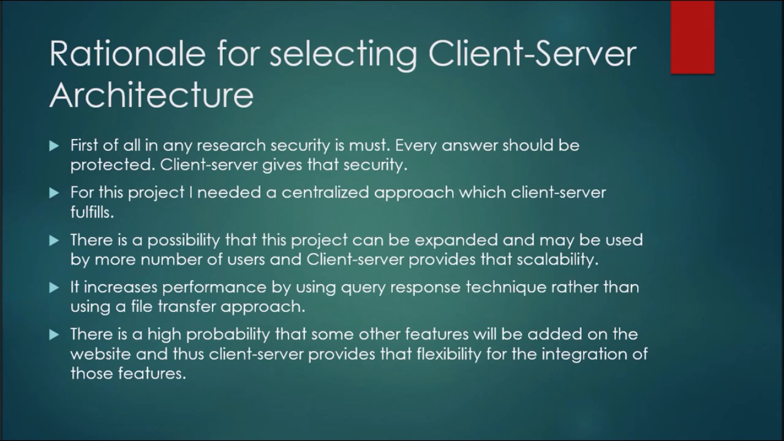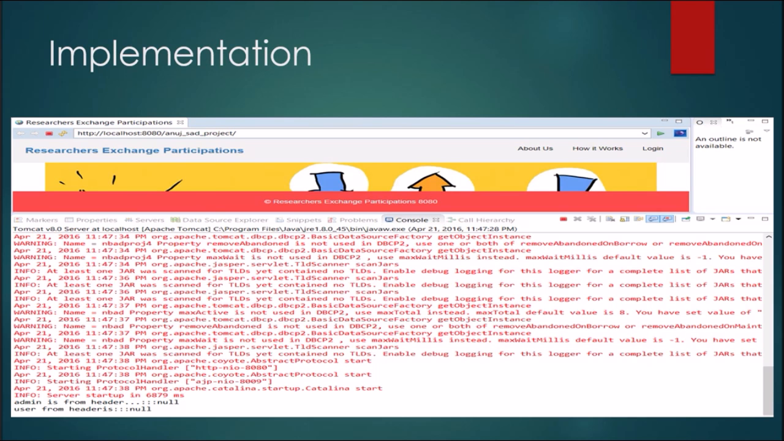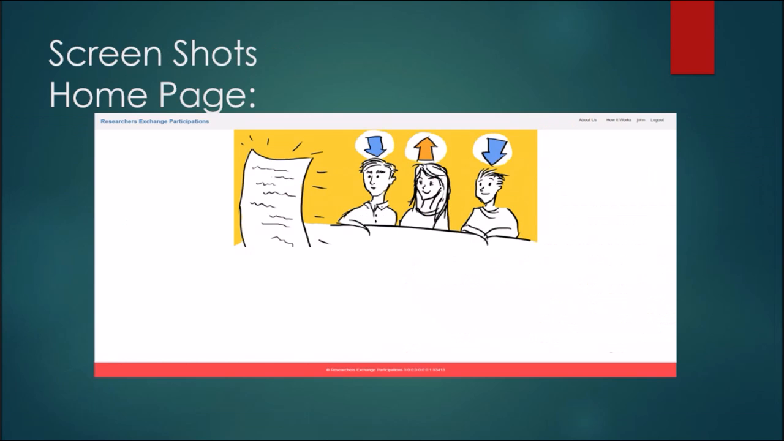Let's go with the implementation of this. So here you can see that I have just compiled the code and I've run the Tomcat server, and now you'll see the screenshots of the website. Here's the home page where you can see a tiny little picture, and it's not much fancy, but you can see about us, how it works, then the username, and you can see the logout button as well.